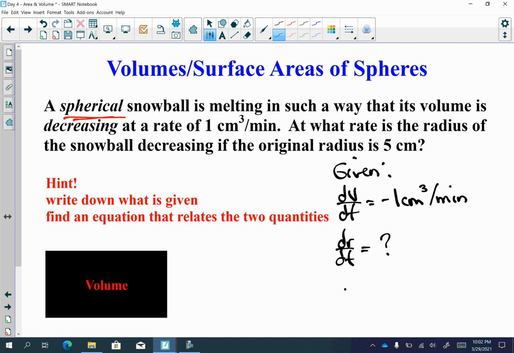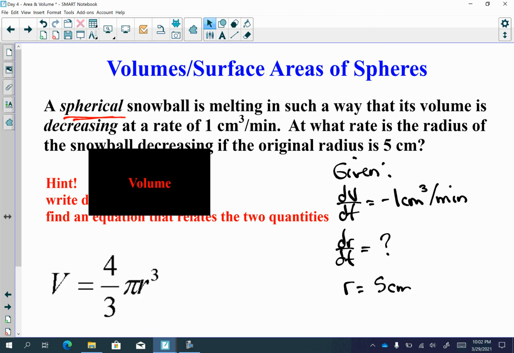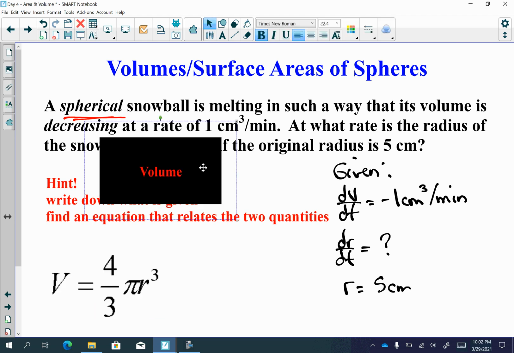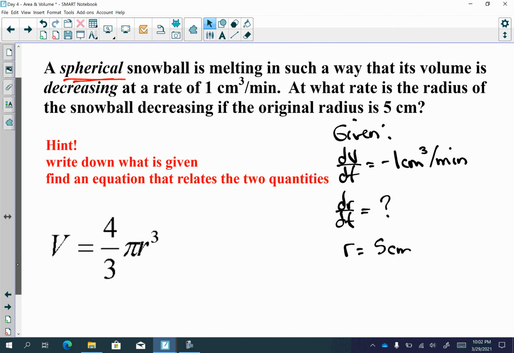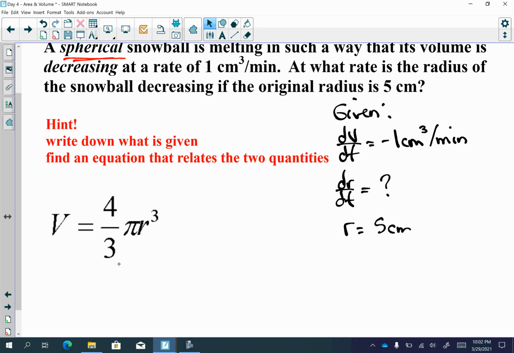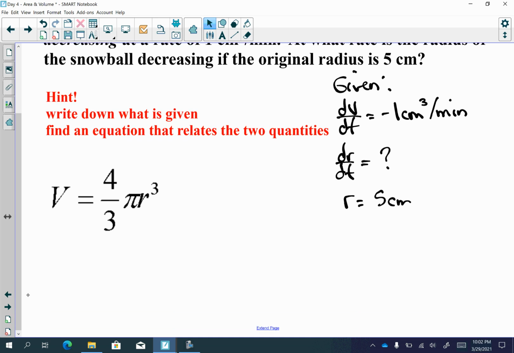If the original radius is 5 centimeters, they're telling me that r is 5 centimeters. What is the volume of a sphere? Here it is. I usually throw these up on the smartboard come test time, or I'll put it next to the question. So I am looking for dr over dt, and I'm given dV over dt and r. This is the formula that relates the radius of a sphere to its volume.